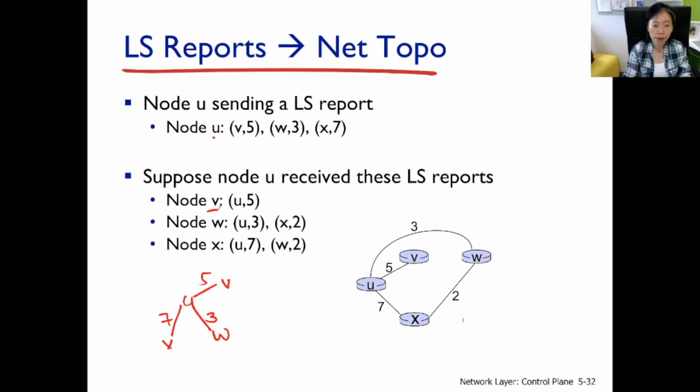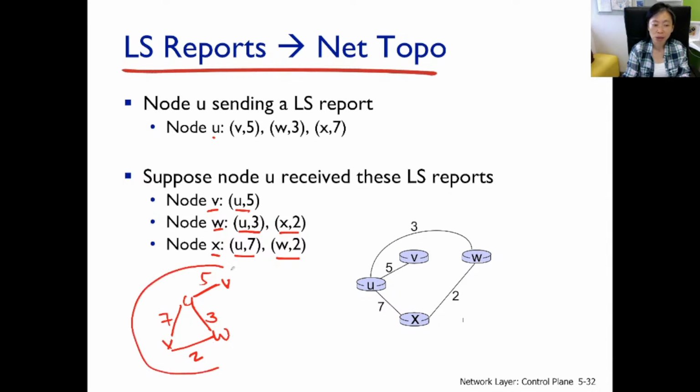Now, seeing node V's link state report, U knows that V and U are connected. The cost is 5. V, U, I'm U, so I know. W's report is going to tell, okay, the cost to U is 3, which you already know. Oh, W is also connected to X with link cost 2. X's report says I connect to U, which you already know. X also reports that it's connecting to W with link cost 2, which you already have.